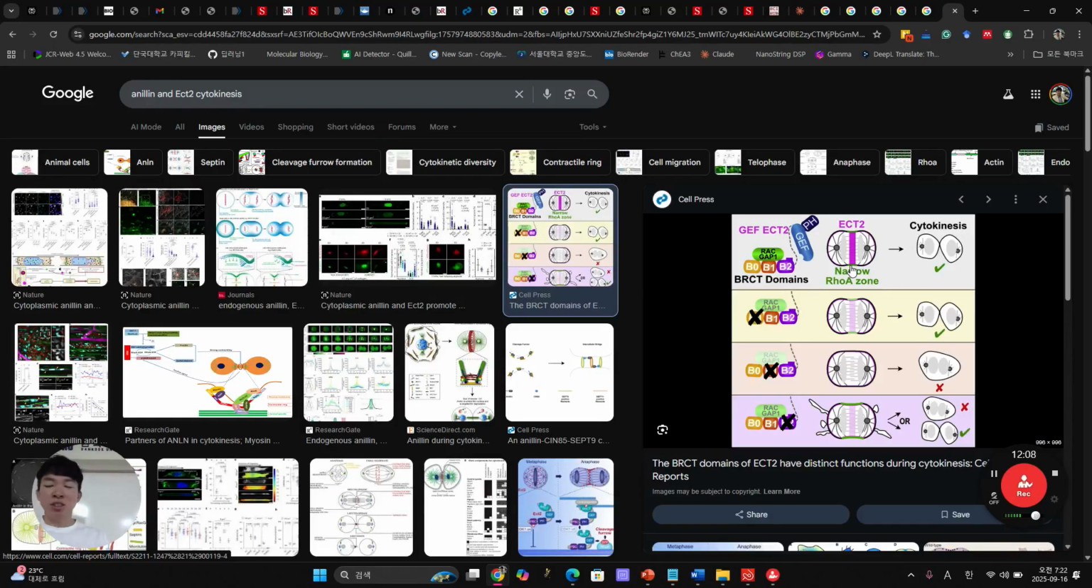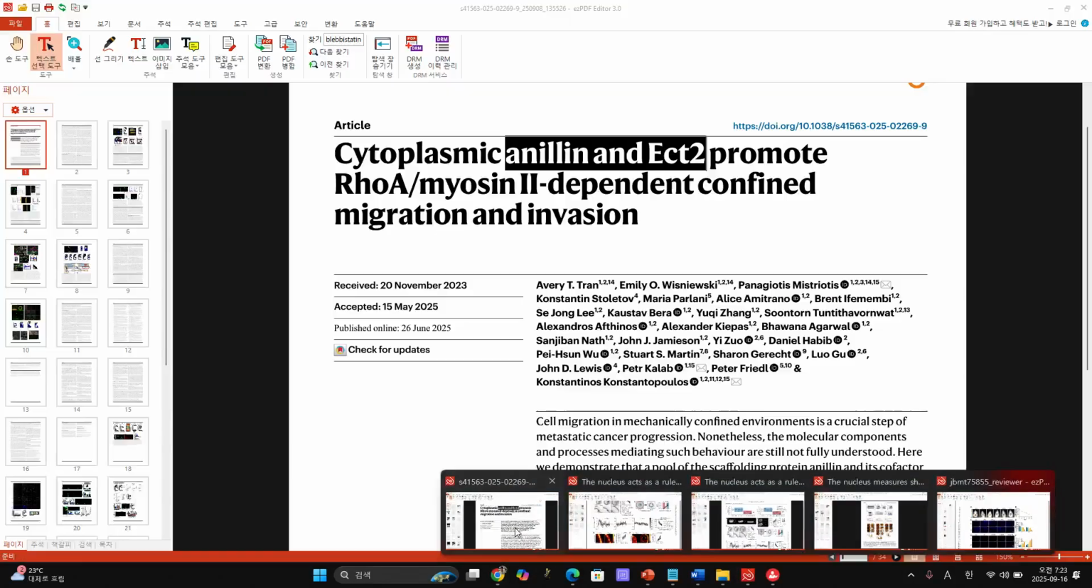So the authors wanted to find out how the cell generates this much power to squeeze its nucleus. And then they checked whether this Act2 and anillin could be involved, because from the biology point of view, this is the most powerful generator to cut the nucleus. And when they can cut the nucleus, probably they can squeeze the nucleus very easily, right? So this is their rationale for how they focused on this.